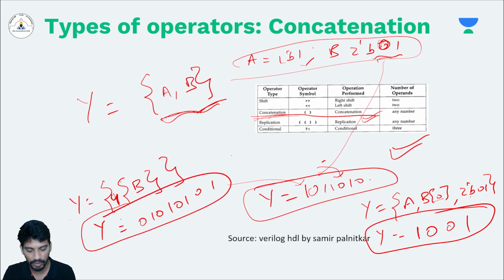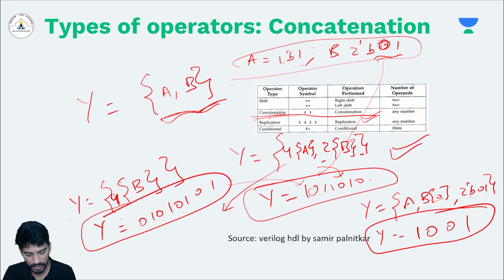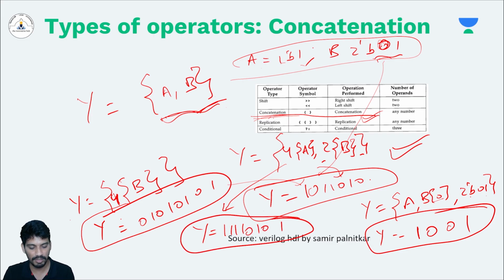You can even add two different operands and replicate like this: y is equal to, let's say, 4 of A, comma, 2 of B. So it will do 4 times A. My y is equal to 4 A's and 2 B's, 0 1 0 1. So this is the purpose of this replication operator. It will be very useful when you want to concatenate two different data.